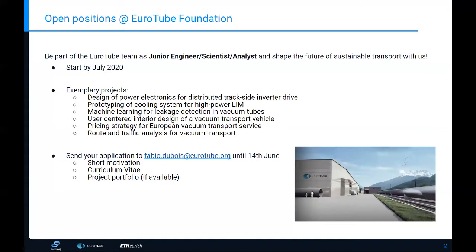to know each other. This will include a short motivation, just some sentences, your CV, and if available, a project portfolio. We would very much appreciate it if you would apply for such a position with us to shape the future of sustainable transport. Here you also see some exemplary projects from electrical and mechanical engineering over to business analytics and also network studies. Happy to receive your applications and get to know you.